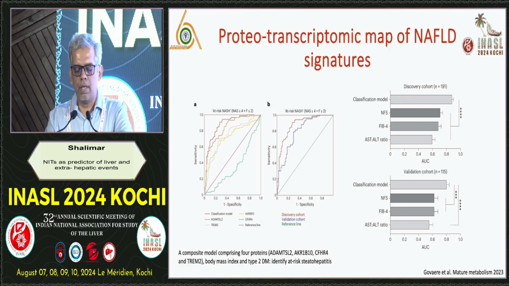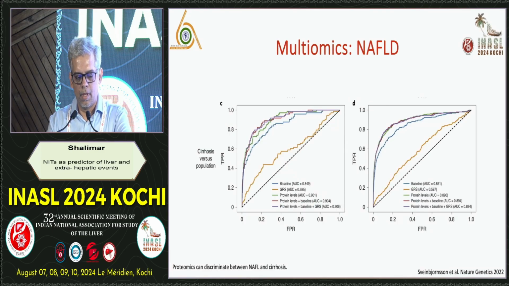This study showed that a composite model consisting of 4 proteins and demographic features in terms of body mass index and type 2 diabetes can identify patients at risk of steatohepatitis. And this study showed that proteomics can differentiate patients with NAFLD and cirrhosis, and those who have cirrhosis, from the general population. But we need more data on proteomics in terms of their prediction for liver-related events and non-liver-related events.